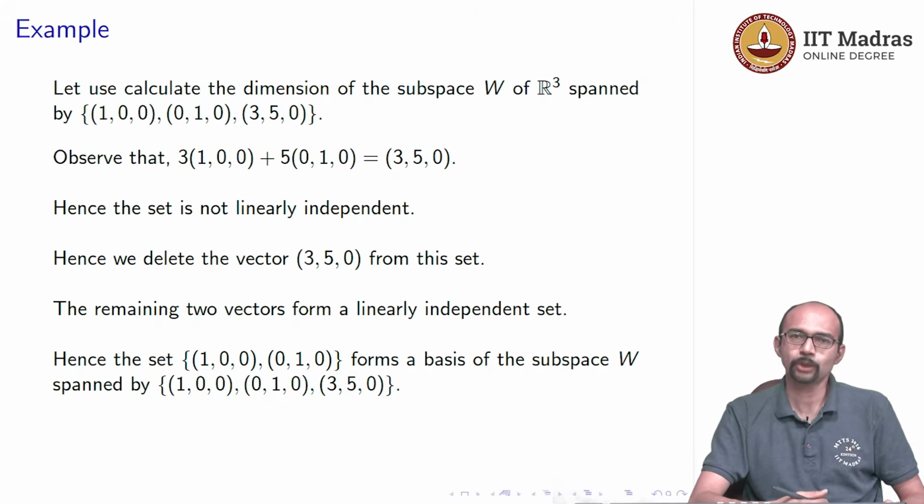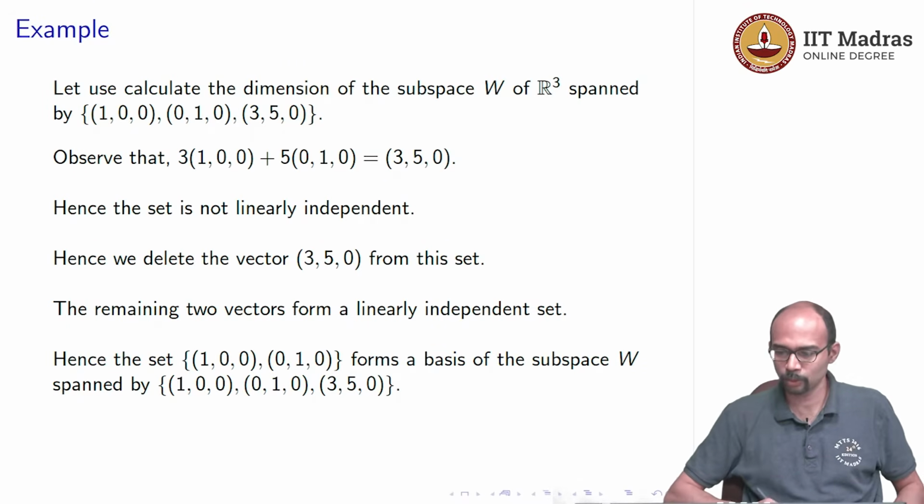So, the set 1 0 0 and 0 1 0, we know it is a spanning set because we obtained it by deleting vector 3 5 0. I will warn you, it is a spanning set for the subspace W, not for R3. We are not saying it is a spanning set for R3, we are saying it is a spanning set for the subspace W. And we know it is linearly independent, the set 1 0 0 and 0 1 0. That means it is linearly independent plus spanning for W, that means it forms a basis for W.